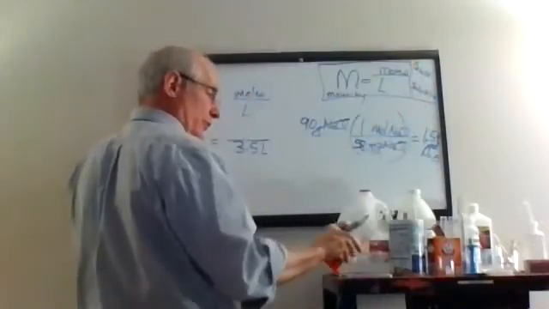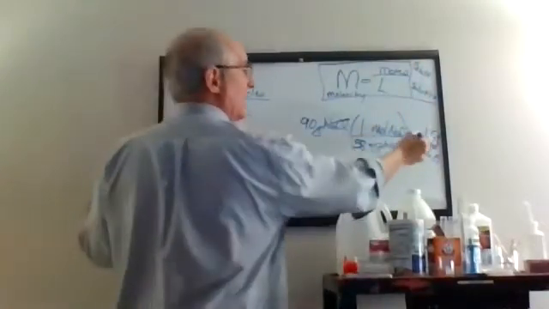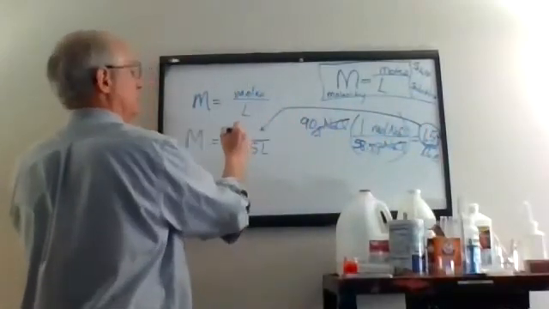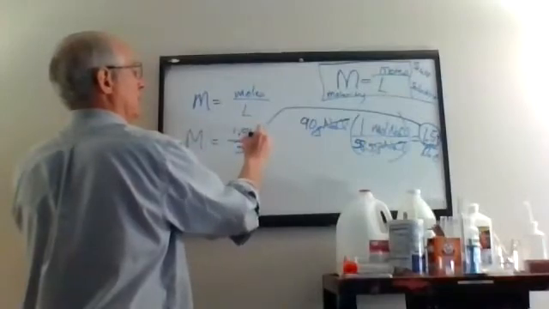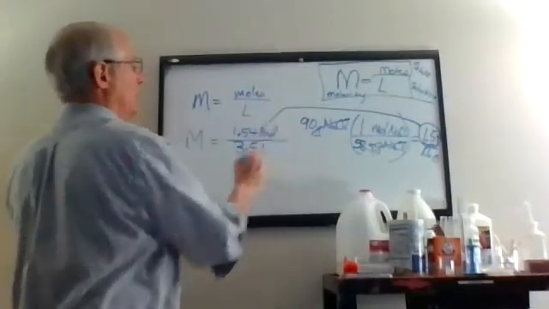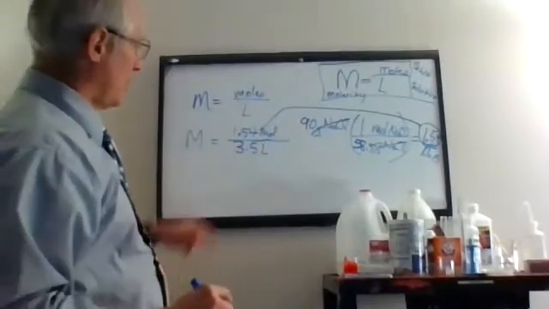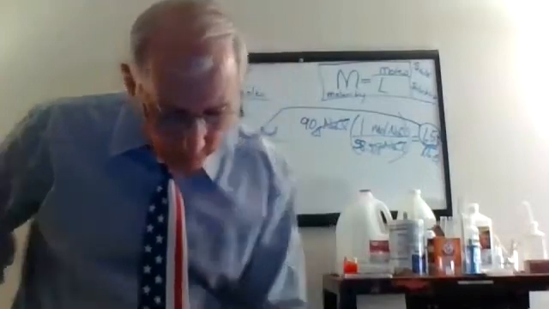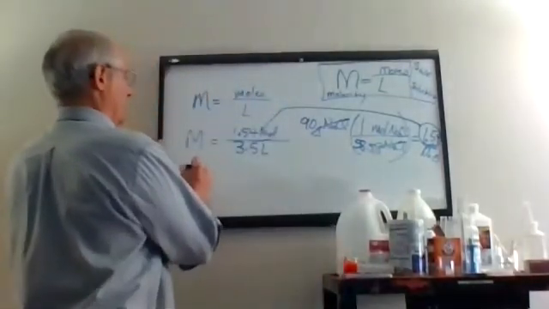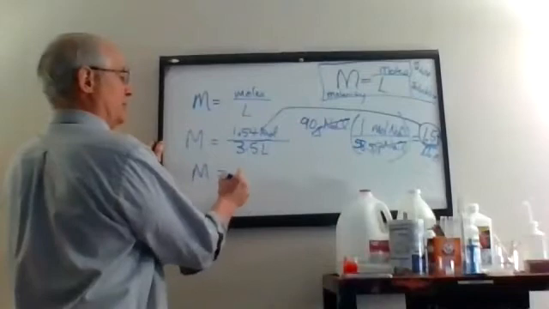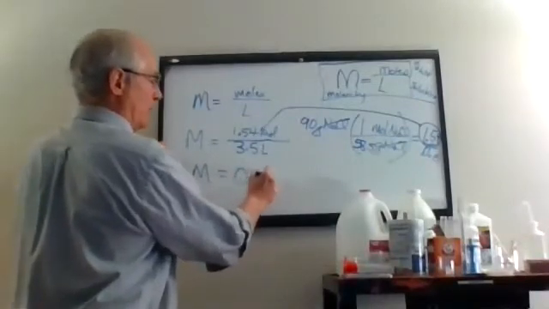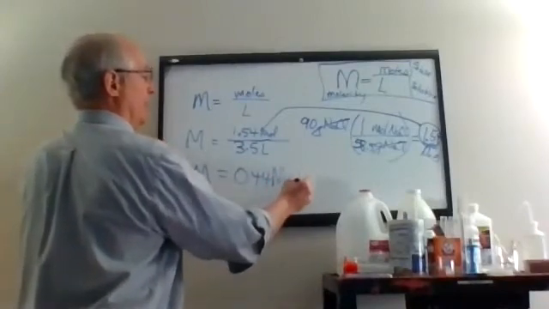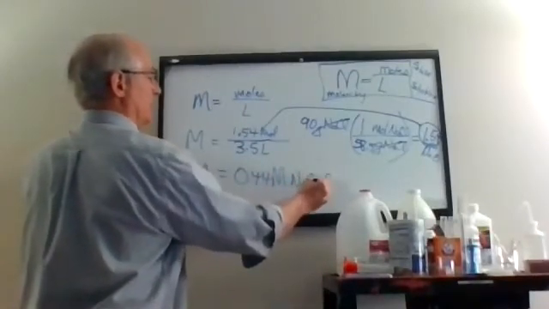And those moles of sodium chloride are going to be put right over there. So you got moles on top, you got liters on the bottom. 1.54 divided by 3.5 is 0.44 molar. So they say the molarity of the salt solution is 0.44, capital M for molarity, 0.44 molar NaCl solution.